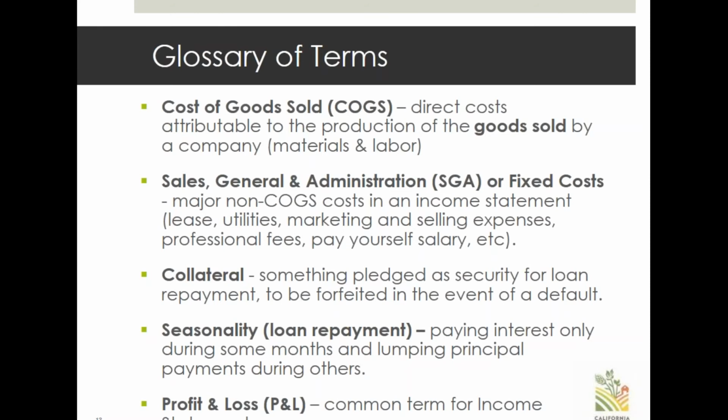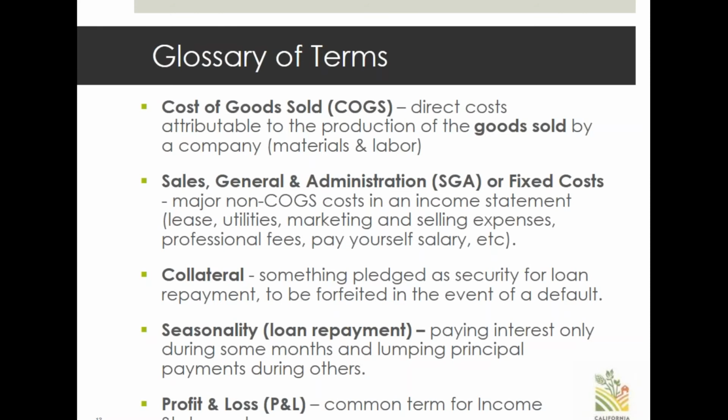Then you have sales, general, administrative, or SG&A, which is all the other expenses other than cost of goods sold. So, your lease payments, utilities, any money you choose to spend on marketing and selling your product, any professional fees for lawyers or accountants, you choose to pay yourself a salary, those types of things.